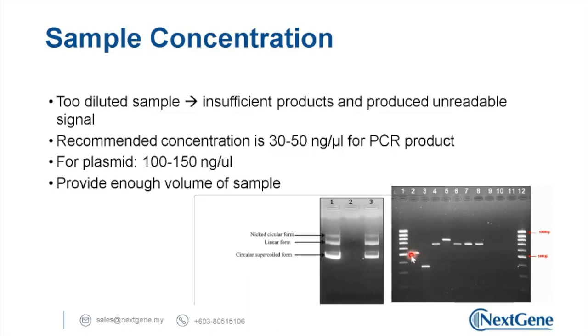So this one, the band intensity is similar, so it's very good. This is an even better band because it's higher than the comparison band. Okay. If you have the option to measure the concentration, then the recommended concentration for PCR product is 30 to 50 nanogram, and for plasmid, more than 100. If you are not able to measure in nanogram per microliter, you can just look at the intensity of the band compared to the ladder.